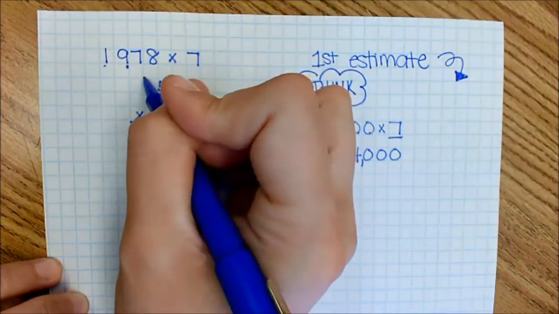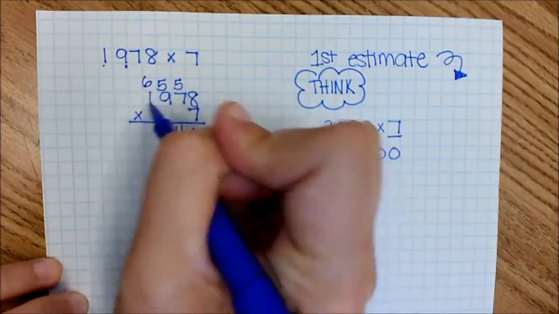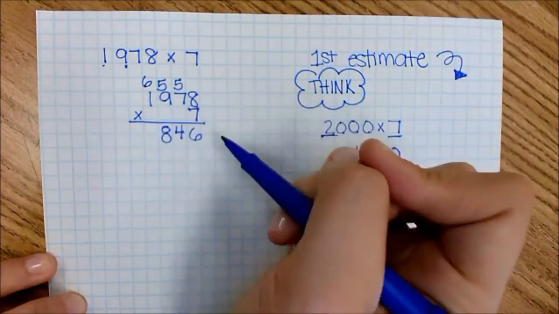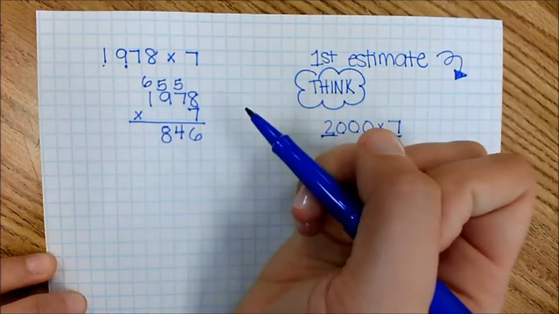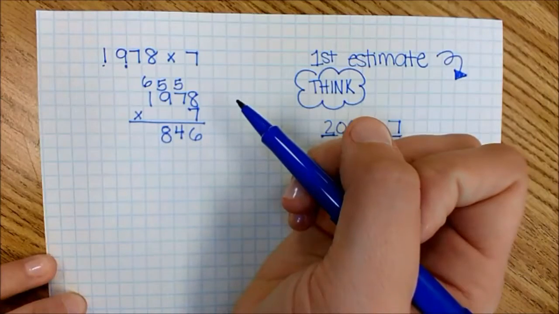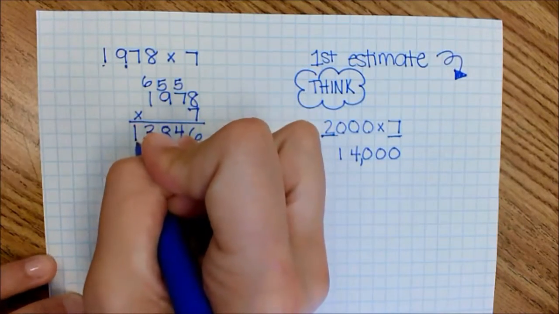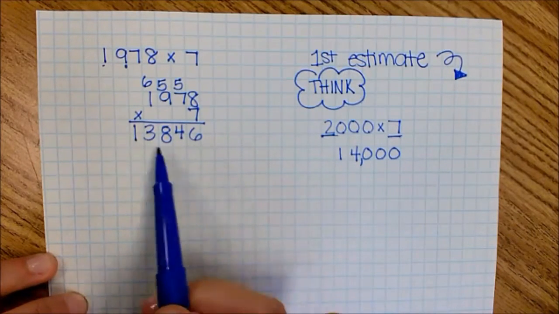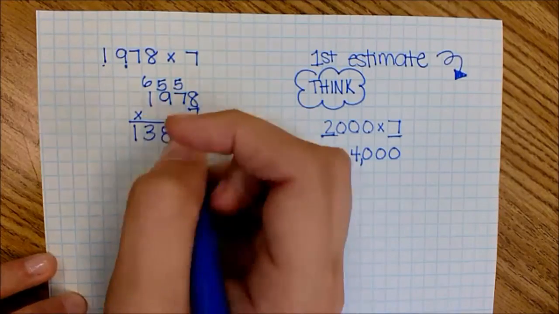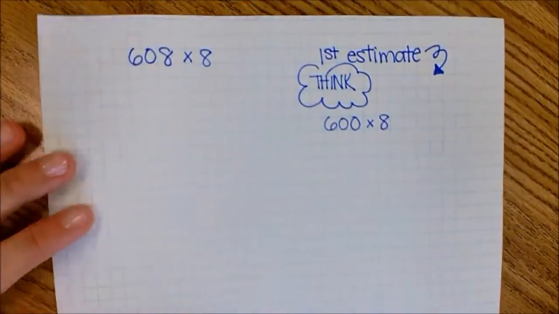And my 6 needs to come up top, because I cannot put it by it because I still have numbers that I need to multiply. So now I'm moving to the thousands, and I'm going to say 7 times 1 is 7 plus 6 is 13. And I can put this 1 here because I don't have any other numbers to put it above. So this is my number, 13,846. I want to look at one more problem.